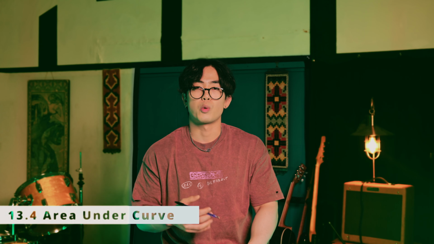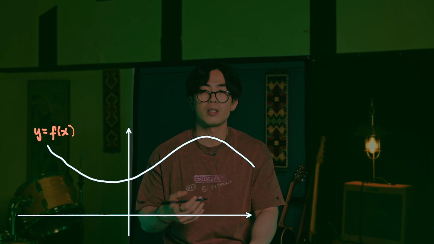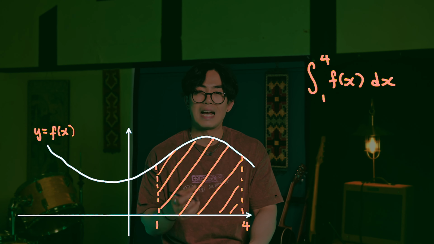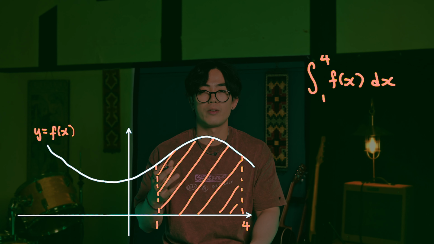Okay, so in the previous video, we looked at definite integrals, and I mentioned that the value that we get from a definite integral actually represents an important characteristic, and that is the area under a curve. So if I was to draw this function here, and I integrate it with respect to x from 1 to 4, the value I get from this definite integral is actually going to be the area under this curve from 1 to 4.